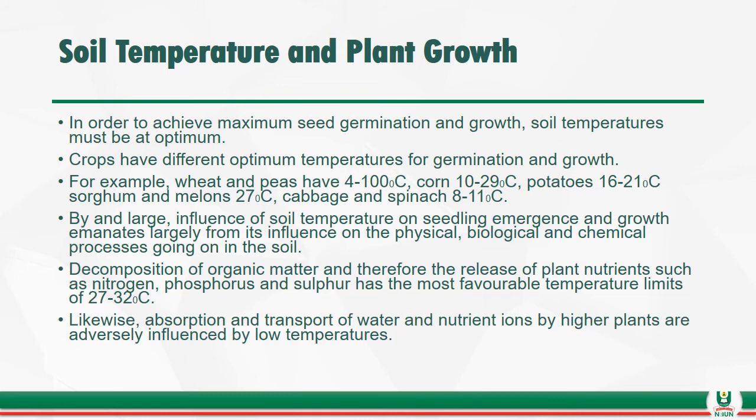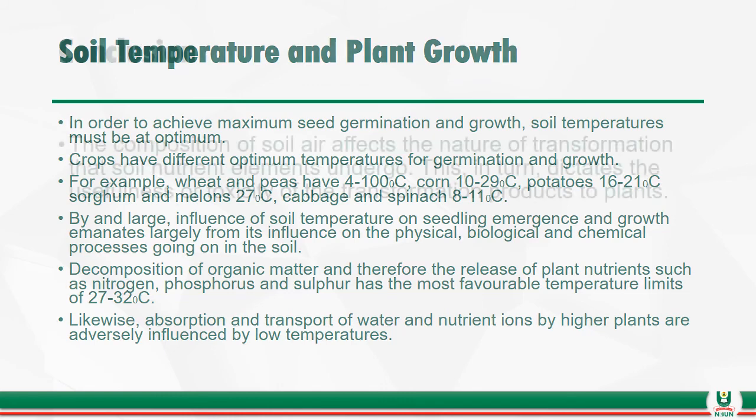By and large, the influence of soil temperature on seedling emergence and growth emanates largely from its influence on the physical, biological, and chemical processes going on in the soil. The decomposition of organic matter and therefore the release of plant nutrients such as nitrogen, phosphorus, sulfur has the most favorable temperature limit, which is 27 to 32 degrees Celsius. Likewise, absorption and transport of water and nutrient ions by higher plants are adversely influenced by low temperatures.